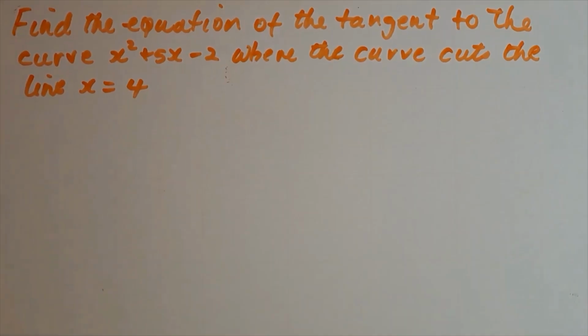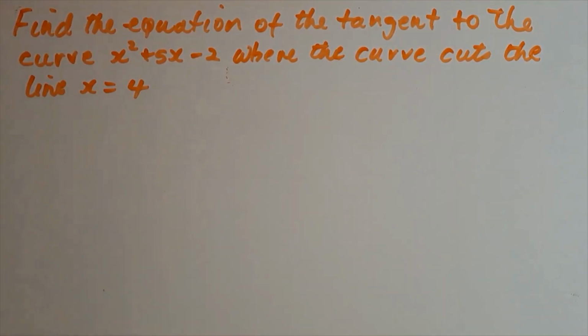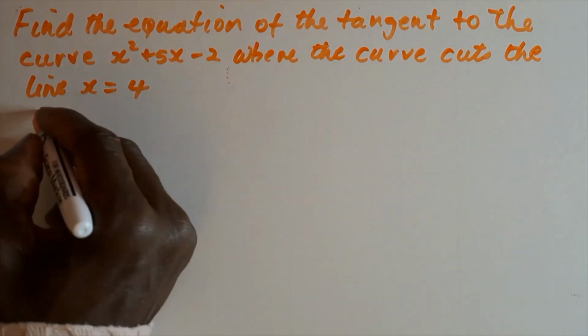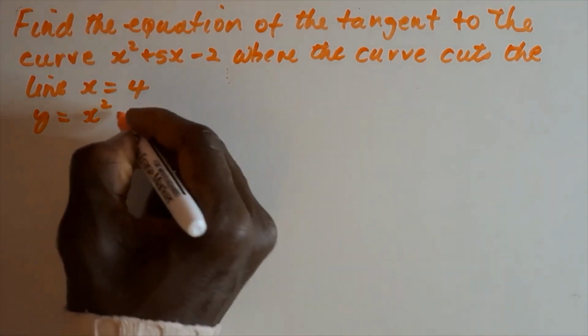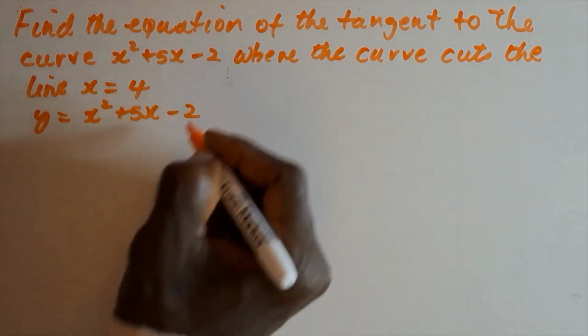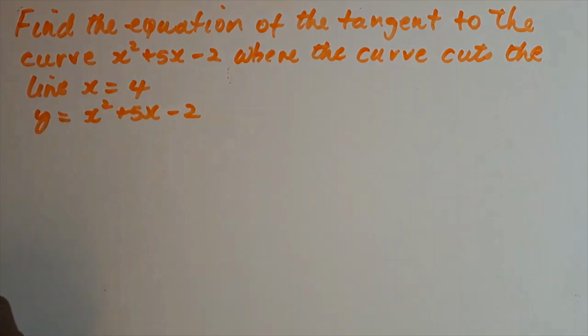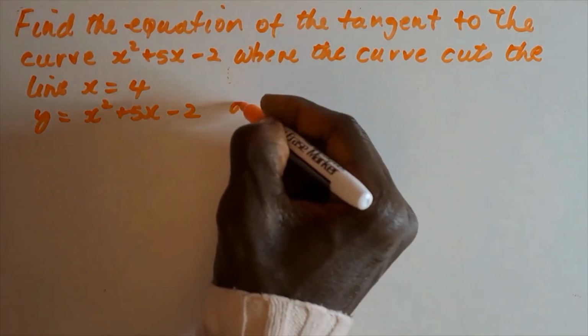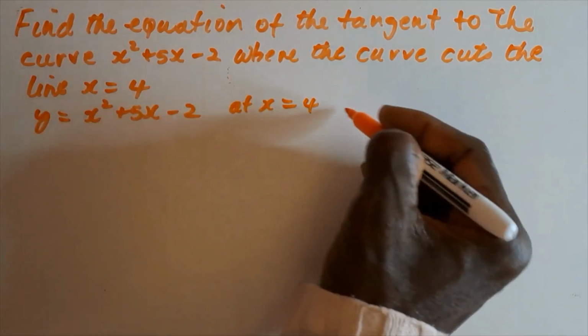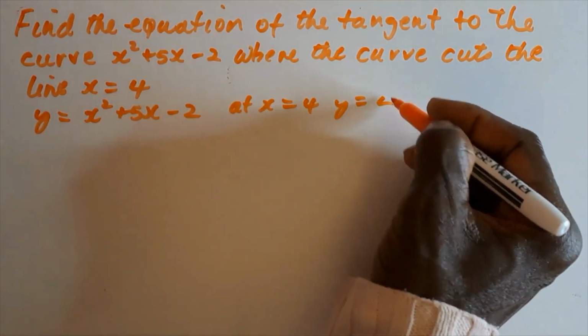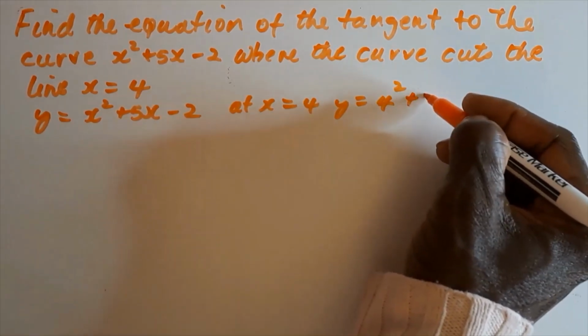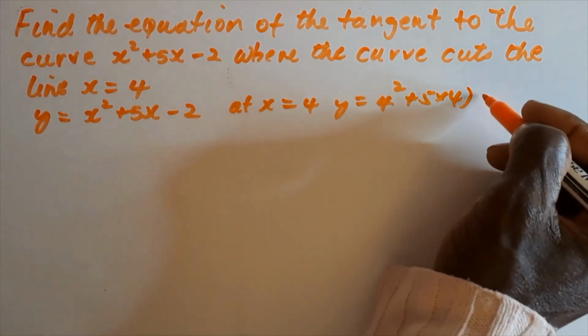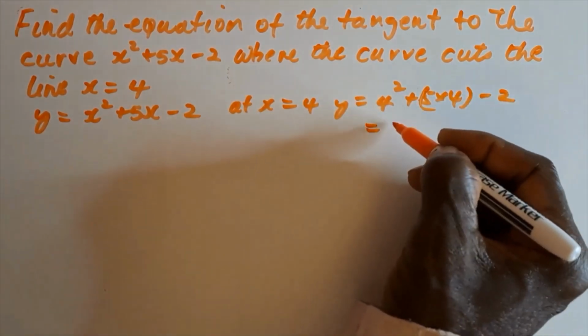Hello. Find the equation of the tangent to the curve y = x squared + 5x - 2, where the curve cuts the line x equal to 4. If you're stuck, what you can get started with is writing that y is equal to x squared + 5x - 2. And if it cuts the line at x equal to 4, you can find the y coordinate. So at x equal to 4, y is equal to 4 squared + 5 times 4 - 2. And this will get you started.